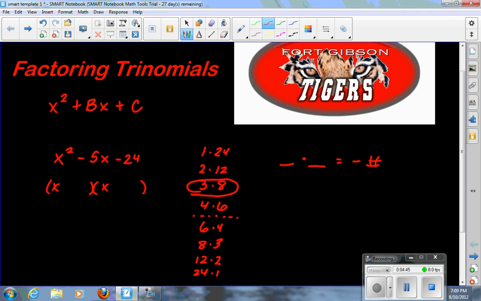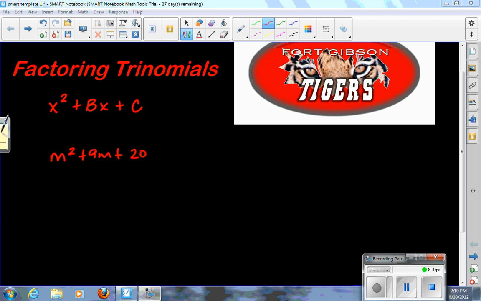So right here, if 8 was negative and 3 was positive, negative 8 times positive 3 gives me negative 24. Negative 8 plus positive 3 gives me negative 5. Again, when the last number is negative, that tells you that your signs are different, because that's the only way you can get a negative number when you're multiplying, is if one of these two has a negative sign. So once you try to factor this one, you can pause it and see if you can get it by yourself.